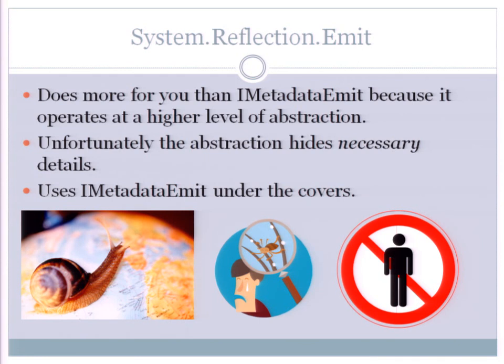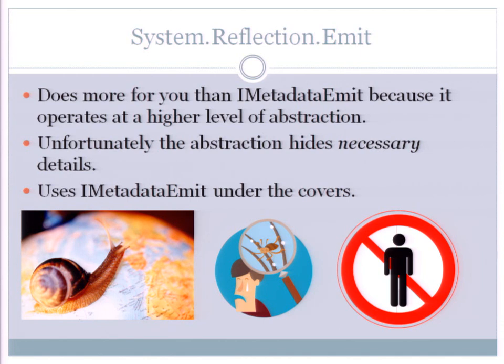One way to put this is that System.Reflection.Emit does a lot more for you than IMetadataEmit does. It operates at a higher level of abstraction. But unfortunately, this abstraction hides some necessary details. So you can't do everything with Reflection.Emit that you want to do. And under the covers, it still uses IMetadataEmit. So you're still paying for all of those interop penalties.